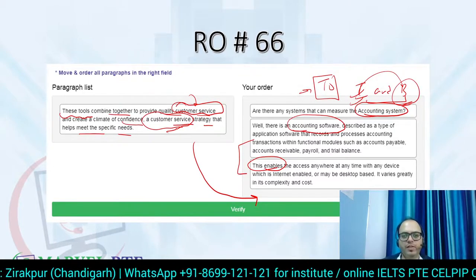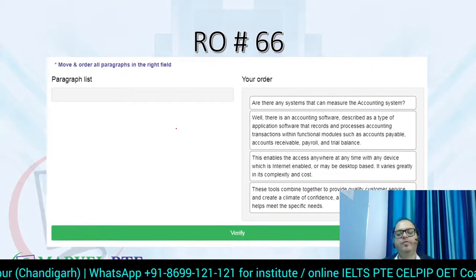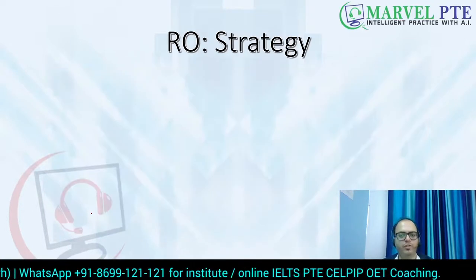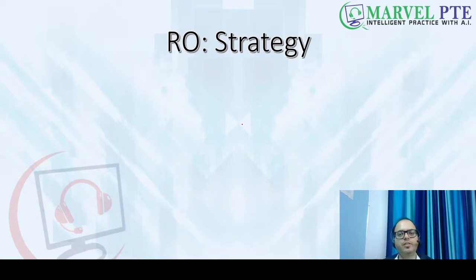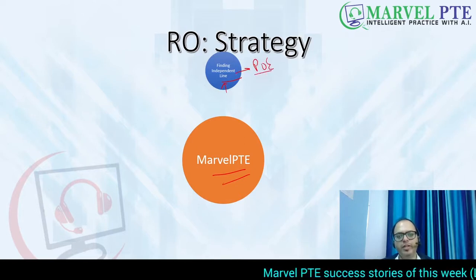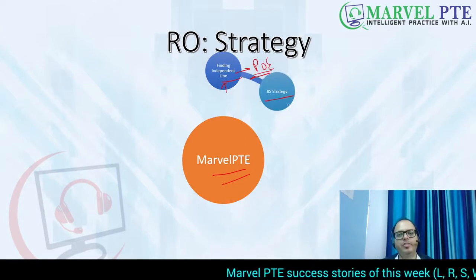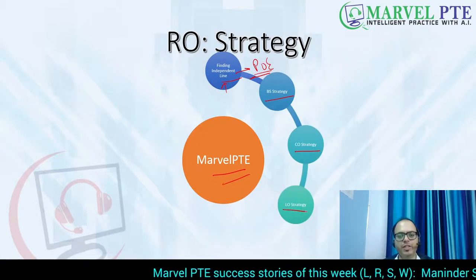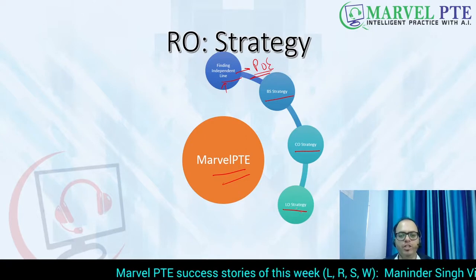So I hope this is clear now and let's see if the pair is correct. Yes, the answers are correct. So you see if you know the right strategies, it will be easy to solve reorder paragraphs. And what are our strategies? Our strategies are first finding independent line. We have certain rules and then we use process of elimination to find independent lines. Then BS strategy, broad to specific strategy, CO strategy, chronological order strategy, LO strategy, logical order strategy.